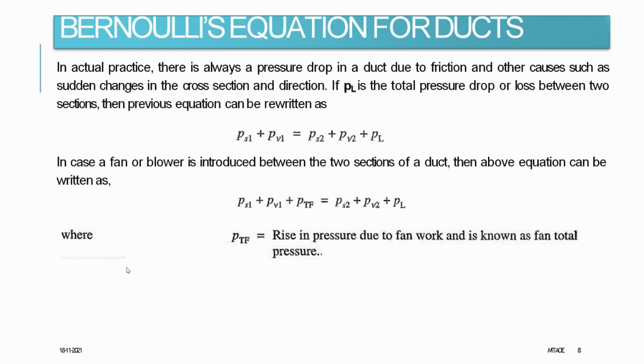Now, in case a fan or blower is introduced between two sections of the duct, the above equation is modified as PS1 plus PV1 plus PTF. So the fan pressure should be added into the equation. The final equation we get is PS1 plus PV1 plus PTF is equal to PS2 plus PV2 plus PL. PL is the pressure loss and PTF is the rise in pressure due to fan work, known as the total fan pressure. In this way we can equate the equations and then solve.